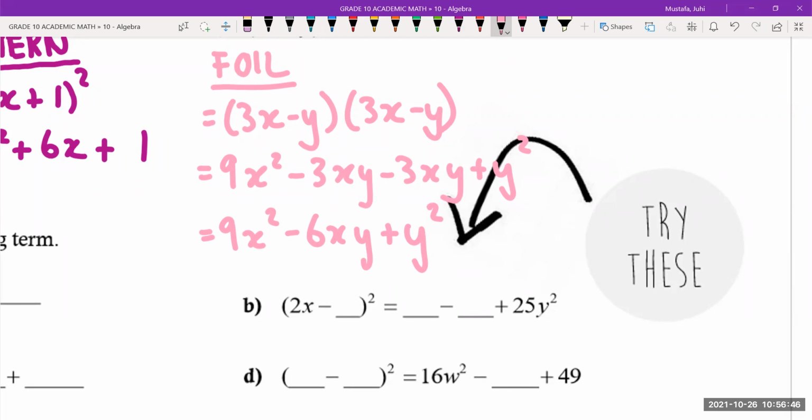Did you guys get 9x squared minus 6xy plus y squared? Yeah, I think I might have done that a little bit fast, so I'm going to just pause.